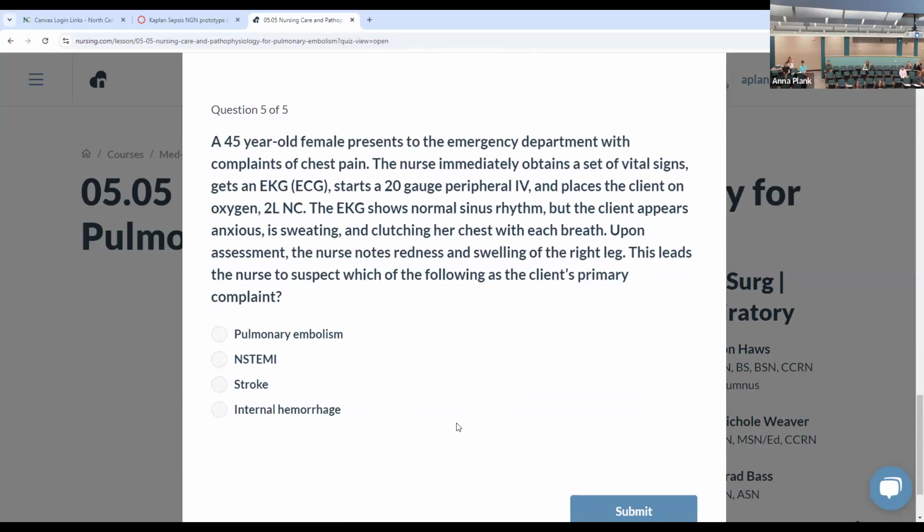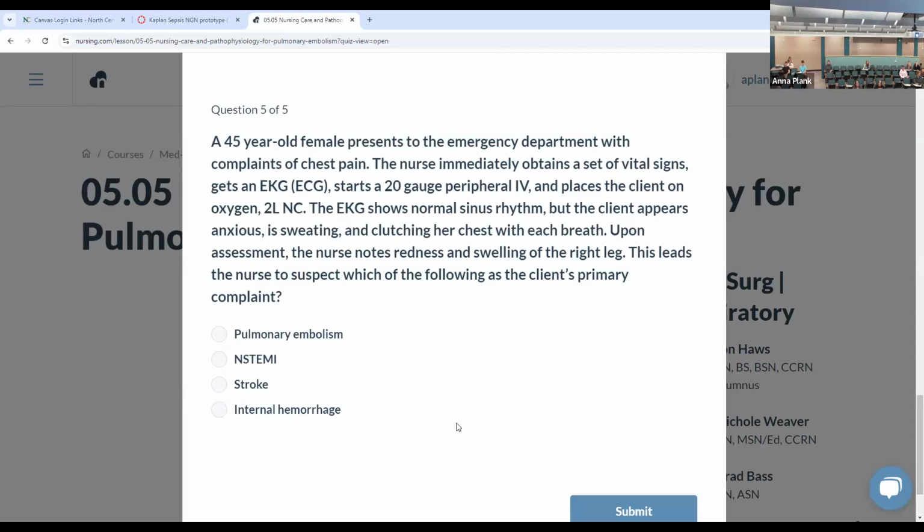Clutching the chest. Does the EKG matter? Or the IV or the oxygen? Kind of there to confuse you. Normal sinus rhythm, but they're anxious, sweating, clutching chest. Is that important? Yeah, that one is important.